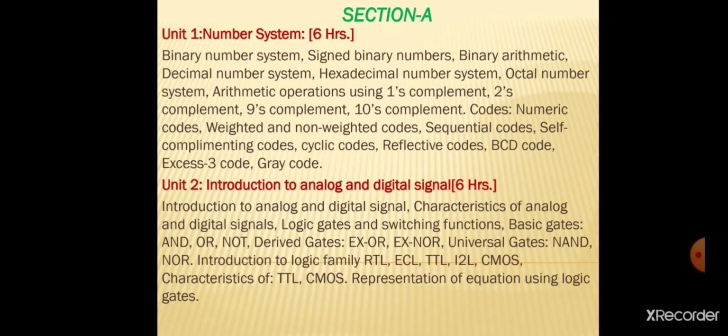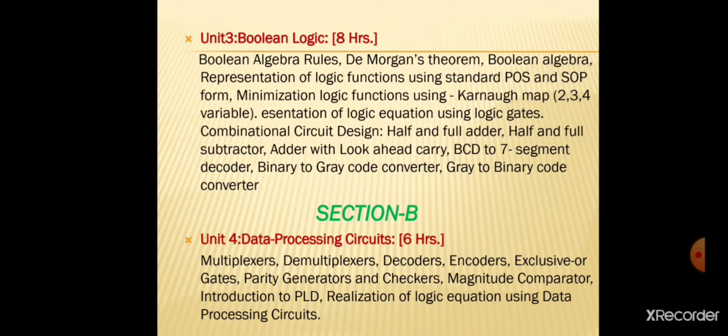Let's come to the next slide. Here we can see the syllabus of this subject. The first section consists of 3 units. Here we are going to see 2 units in detail. The first unit is number systems, in which we are going to see different number systems. For this chapter we have to spend 6 hours. The second unit is introduction to analog and digital signals, which is of 6 hours. The third unit is Boolean logic, which is of 8 hours.